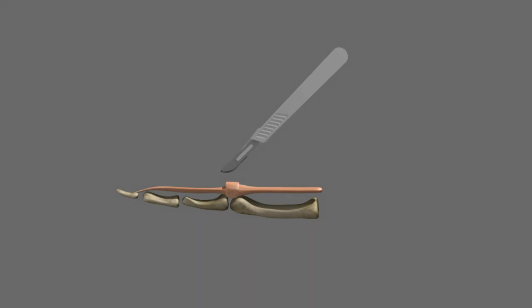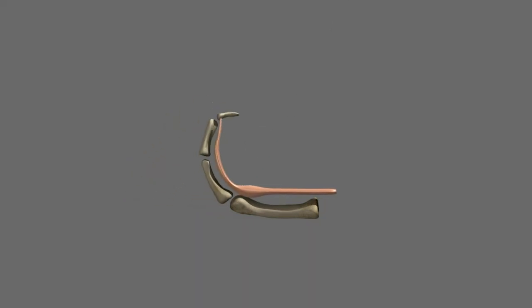A small incision over the pulley is made. The pulley is cut to allow the tendon to pass through easily. Trigger finger release surgery is a small surgery and recovery is quick.